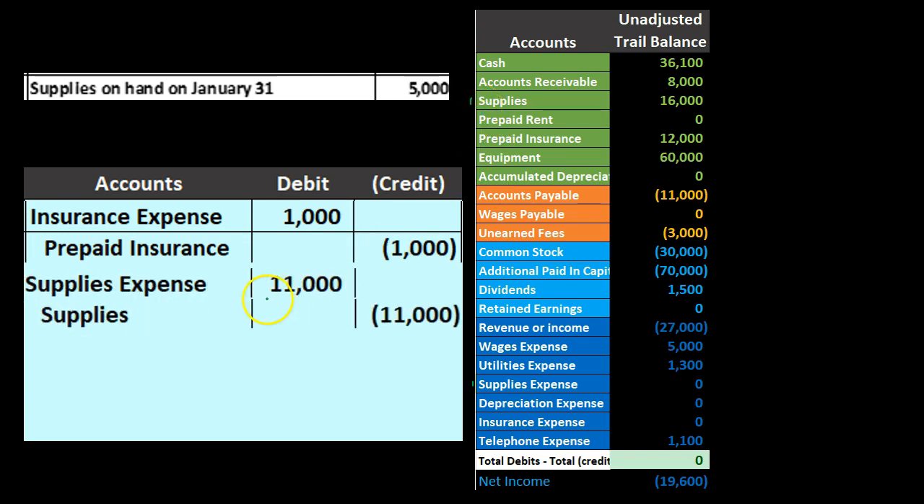We don't know the dollar amount, like where do we get this 11,000, but we know we're going to debit supplies expense and credit supplies just by knowing it's an adjusting journal entry related to supplies and applying our thought process. So now we want to think, okay, well, how do we get the number we're going to use? It says 5,000 here. We have 11,000 in our journal entry.